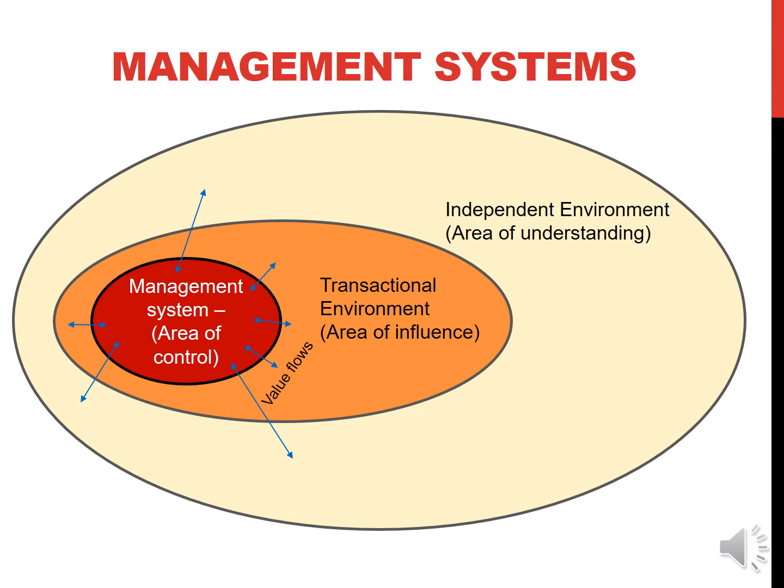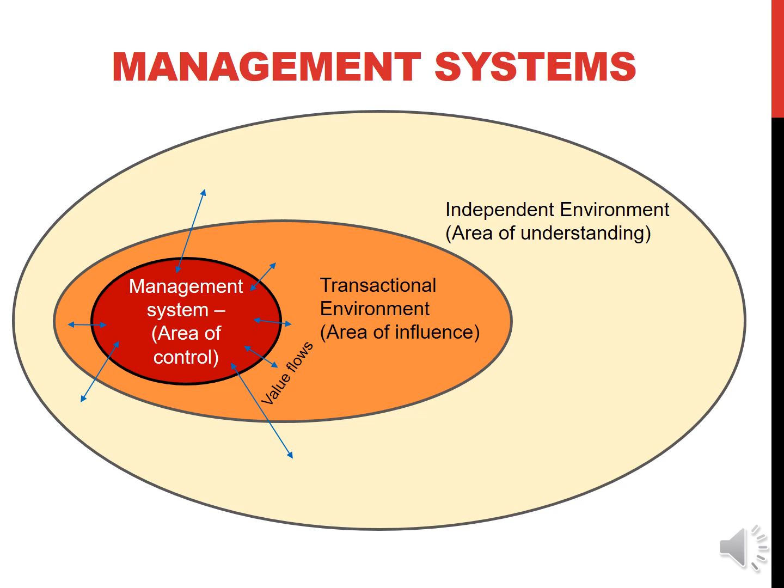When we start applying systems theory to organizations and to management systems, we see that there are three areas of relevance for understanding how an organization interacts with its environment.